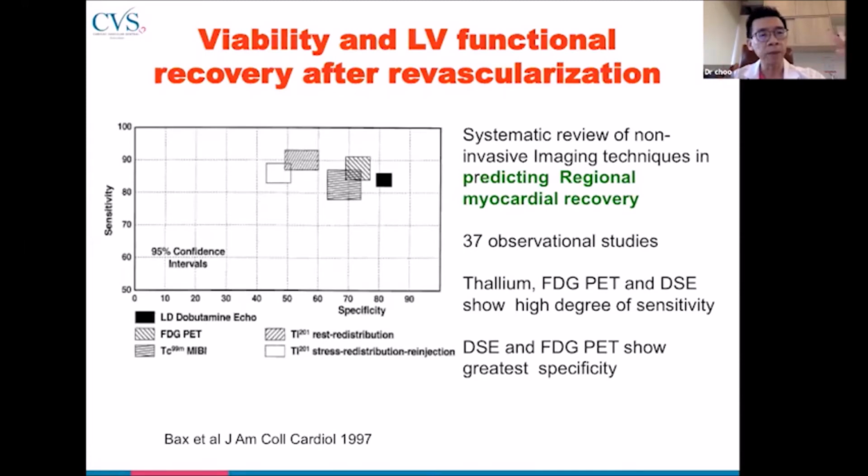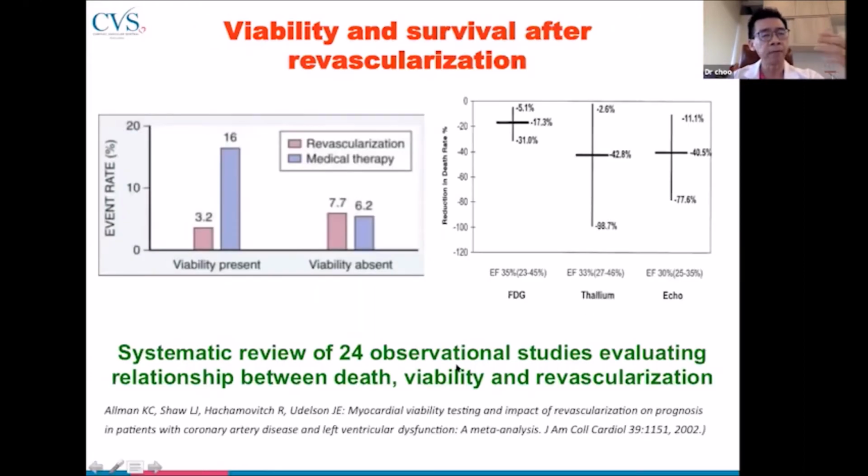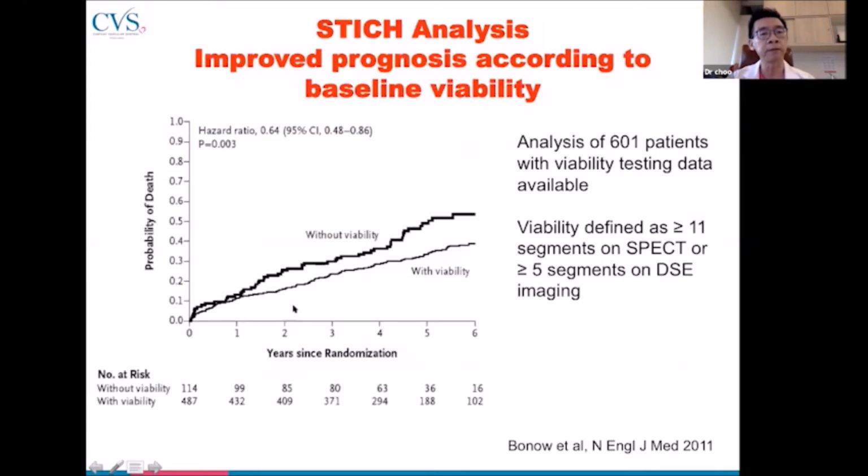There are many ways to define the amount of viable myocardium. It can be by echocardiography, nuclear perfusion scan, PET scan, and so on. These tests have different sensitivity and specificity, but basically, if you find viability in a segment, it predicts that the segment will improve in function when you revascularize. It was very clear from many earlier observational papers that if there is no viability, medical therapy is as good as revascularization. But if you have viability and you revascularize, the patient's mortality is greatly reduced compared to leaving them on medical therapy.